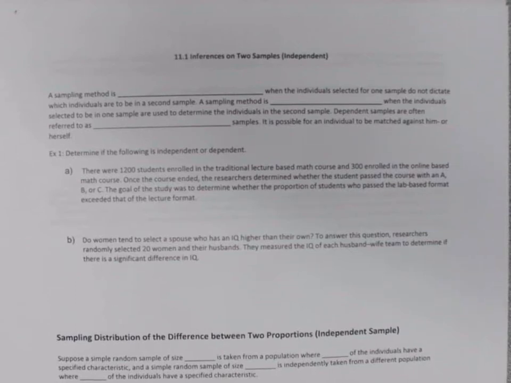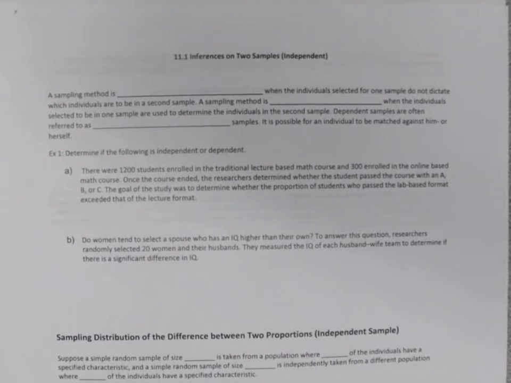Right, so now we're talking about inferences on two samples. What this is doing is extending what we've already seen in chapter 10, and we're extending it to two samples now instead of just looking at one. So it's going to be very similar. The formulas are going to be different. They're going to be similar, but they're just going to be longer since we have this added sample.